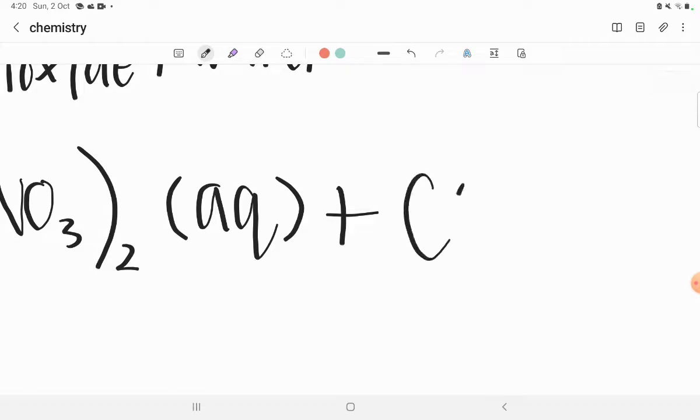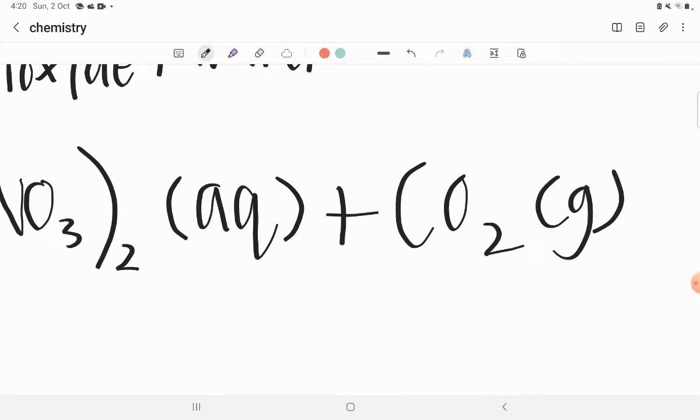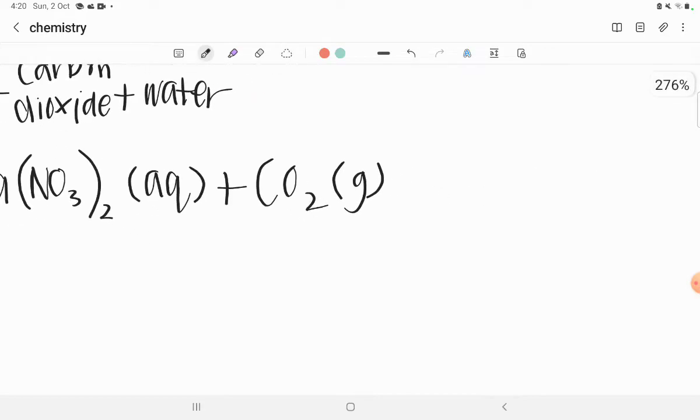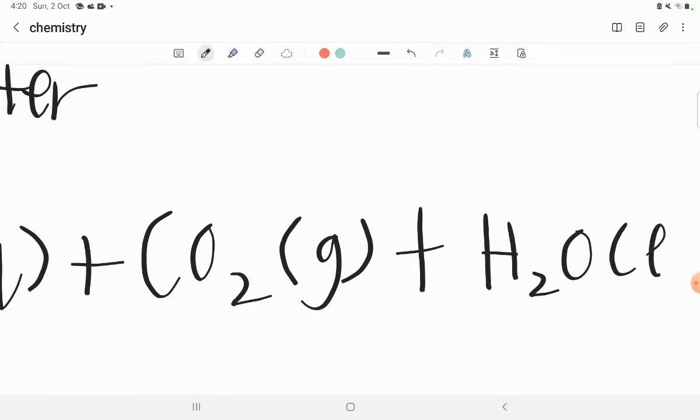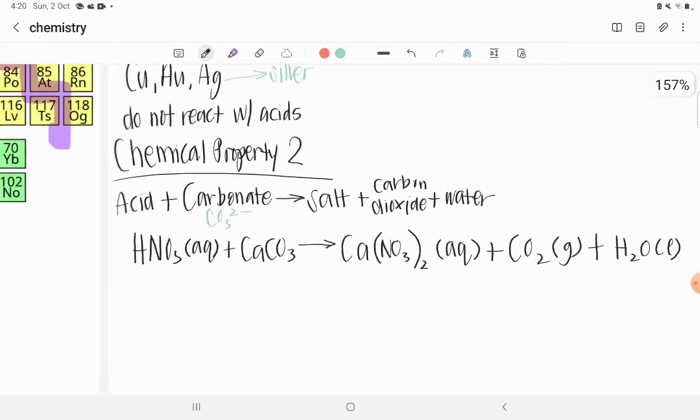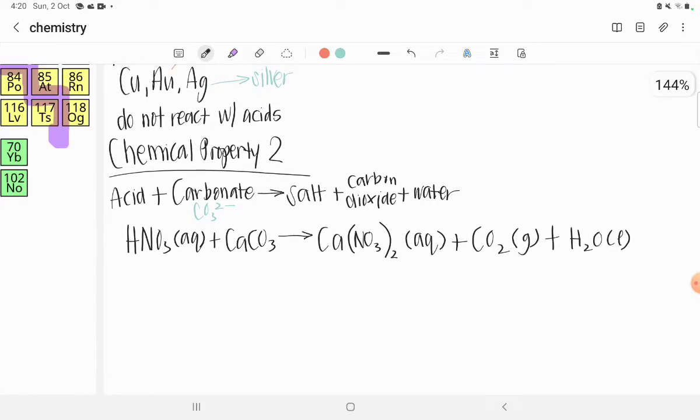And then CO2 gas. Carbon dioxide is a gas, that's pretty obvious. And water. Water is H2O and it's a liquid. That is very obvious. Okay, now we need to check if it's all balanced.